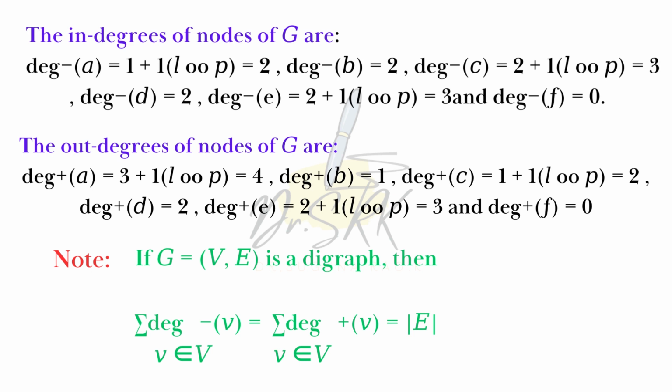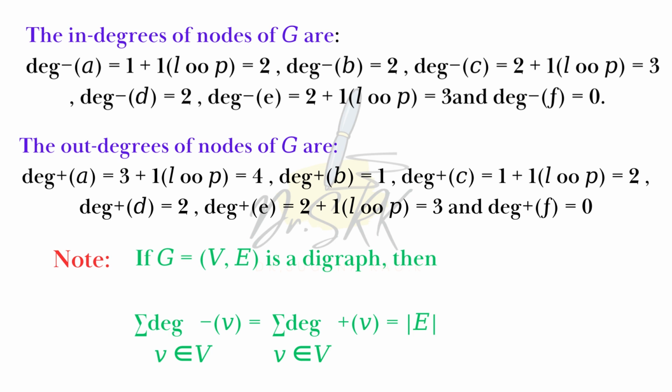Now we are going to find the out degree of the vertices of the given graph. Out degree means degree plus. The number of edges beginning from the given vertex is nothing but the out degree. So at vertex A, the number of edges beginning is 3, along with one loop. That's why 3 plus 1 equals 4.